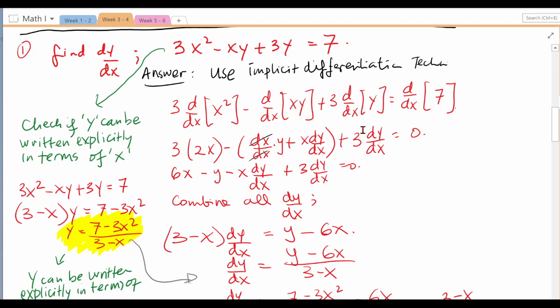You probably cannot, so instead we will go straight to using the implicit differentiation technique by taking the derivative of everything on the left hand side and everything on the right hand side with respect to x, because the question is asking for dy/dx. Using this implicit technique, we have 3, the constant, out of the variable x².